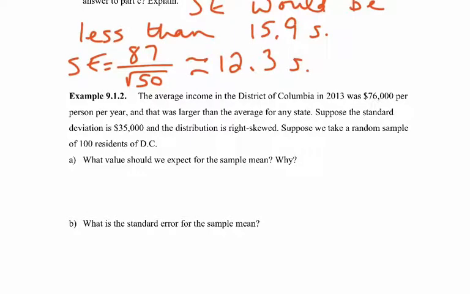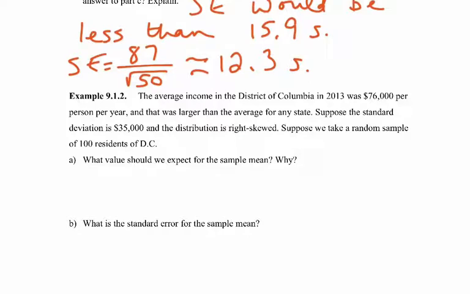Okay, let's do one more. The average income in the District of Columbia in 2013 was $76,000 per person per year. That was larger than the average income for any particular state. Suppose the standard deviation is 35,000 and the distribution is right skewed. Suppose we take random samples of 100 residents from the DC area. What value should we expect for the sample mean and why?